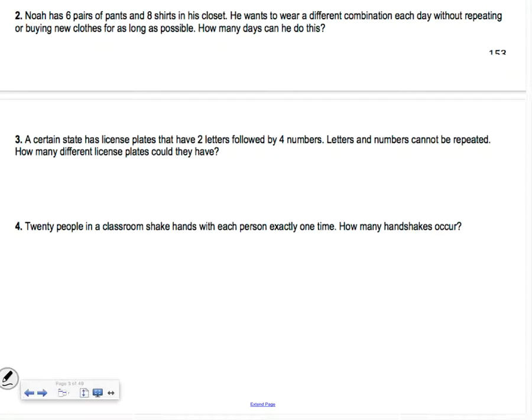So he wants to wear a different combination each day without repeating or buying new clothes for as long as possible. So he's just picking 1 pair of pants. He's not going to wear all 6 pairs of pants, right? He's picking 1 pair of pants and 1 shirt. Although you are wearing 2 shirts today. I don't know. We can mix it up.